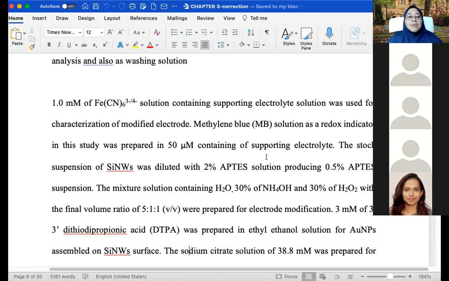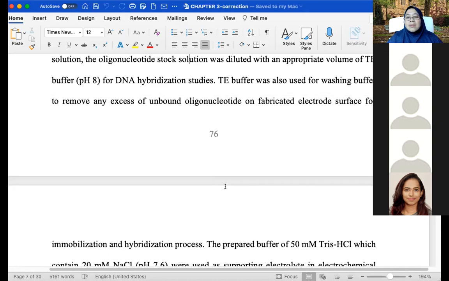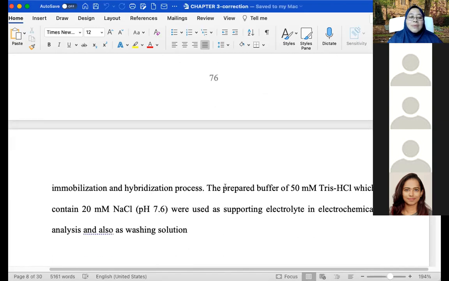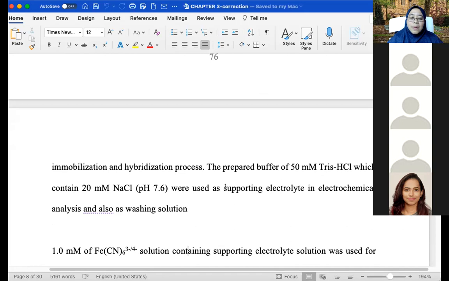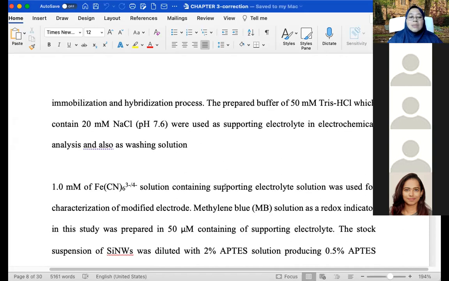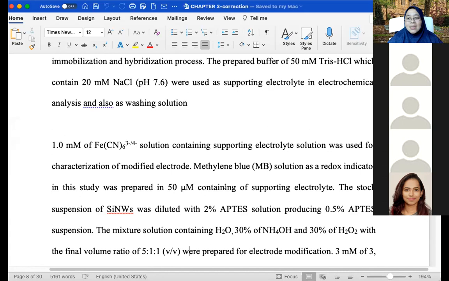For example, the preparation of ferrocyanide. Okay, so you can see that the molarity, the percentage, the concentration units are all there. You cannot just say ferrocyanide solution is prepared. Okay, you cannot just say that. It has to be detailed. You have to talk about the detailed protocols or procedures used to prepare the solution. Okay, so this is the method section, very important to be detailed.